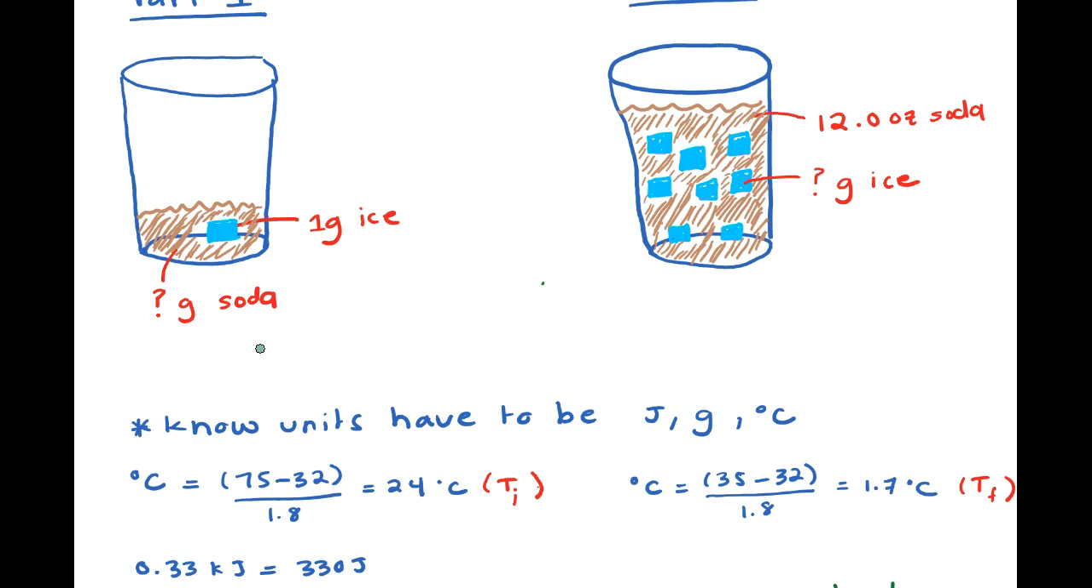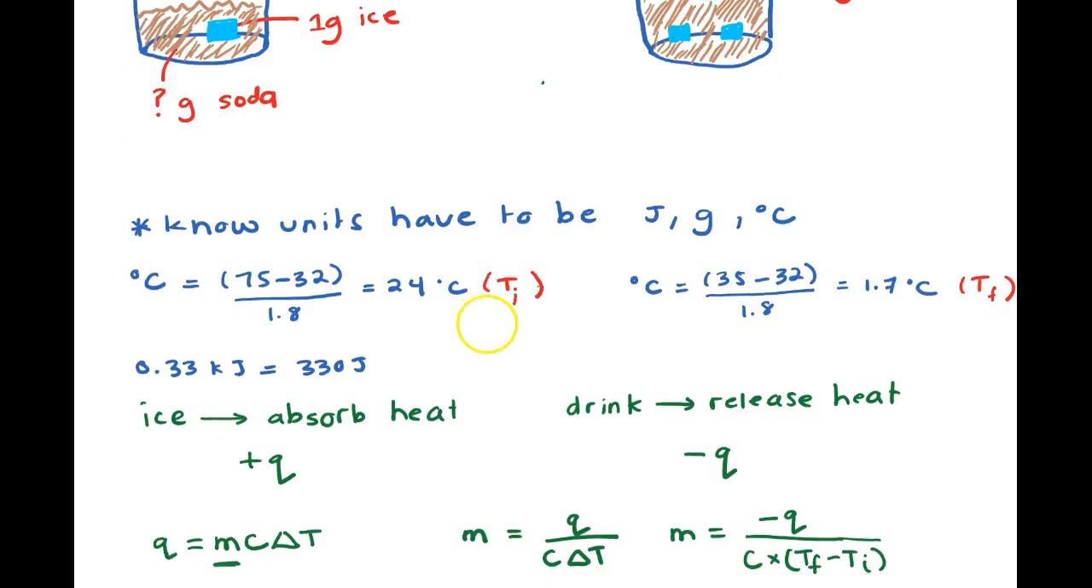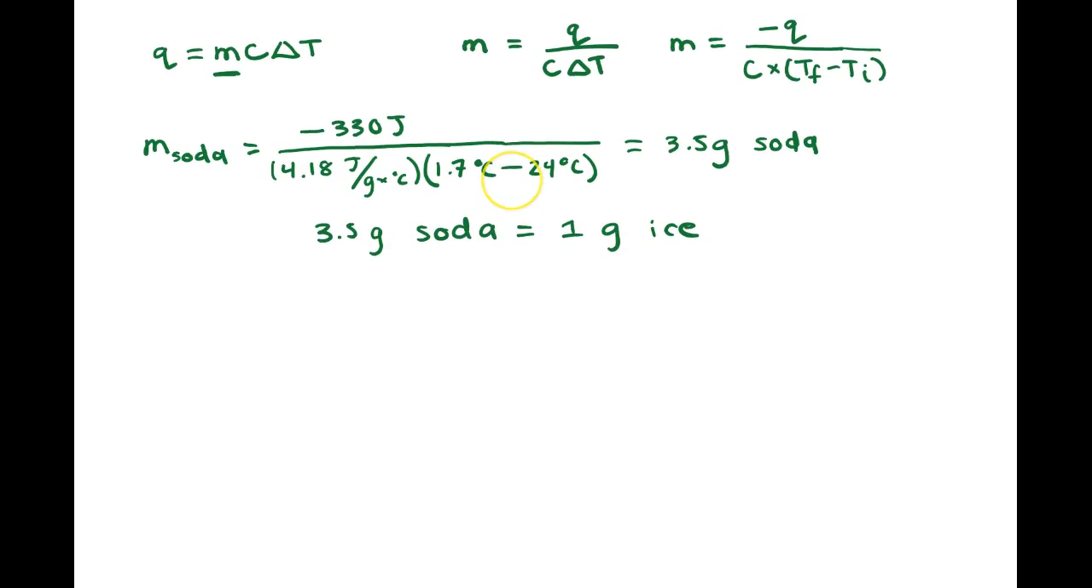Our next thing that we need to figure out is, well, I have 12 ounces of soda. I have a lot more soda. So 1 gram of ice is not going to be enough to cool it to that temperature that we want. So I want to figure out how many grams of ice I need for this larger amount of soda. Let's go back down. Now I can start with the total amount of soda that I have. So what I have is 12.0 ounces of soda.